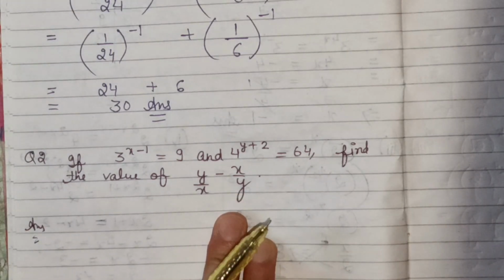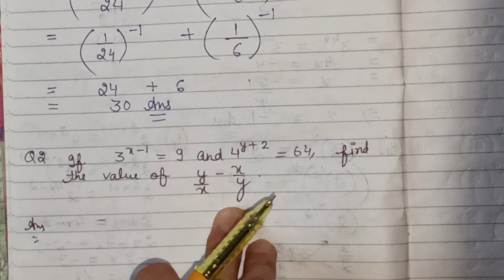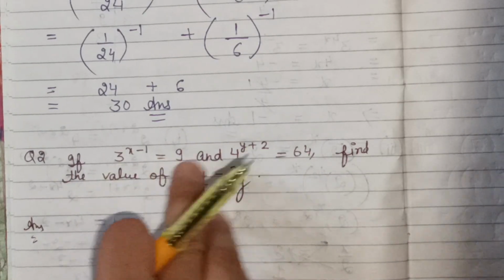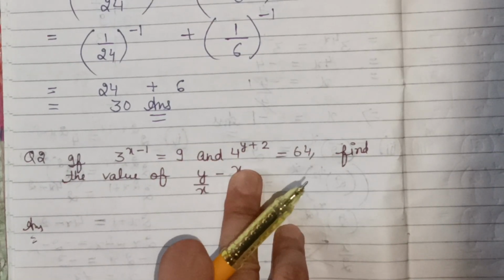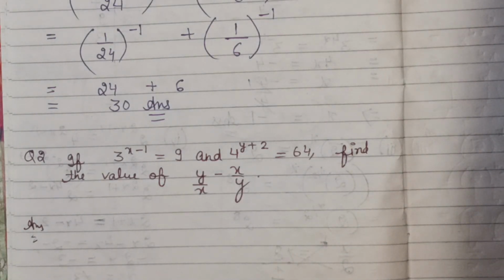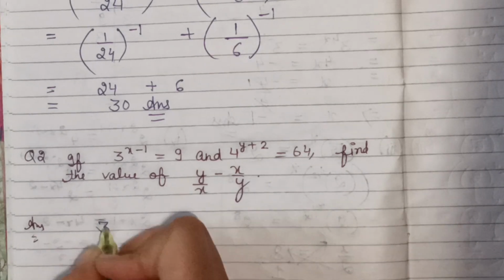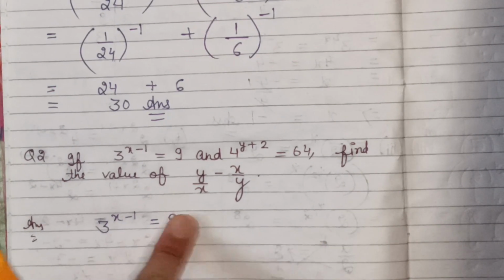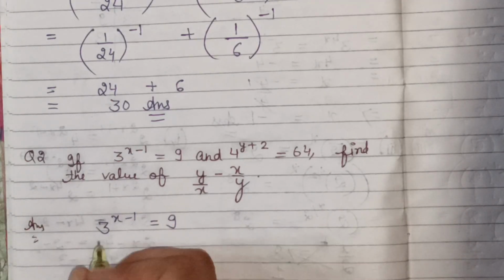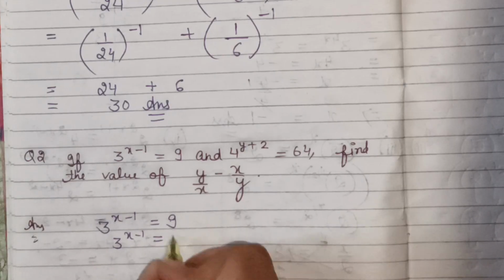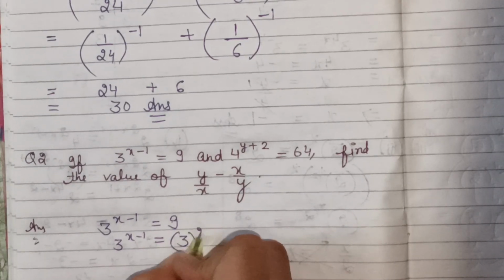In this question we have to find the value of x and y by comparing the exponents. Here 3 raised to power x minus 1 is equal to 9 and 4 raised to power y plus 2 is equal to 64. Firstly, I have to make the base the same. I write 3 raised to power x minus 1 is equal to 9. Now I make the same base on the LHS and RHS. Here this is 3 raised to power x minus 1. I can write 9 as 3 raised to power 2.